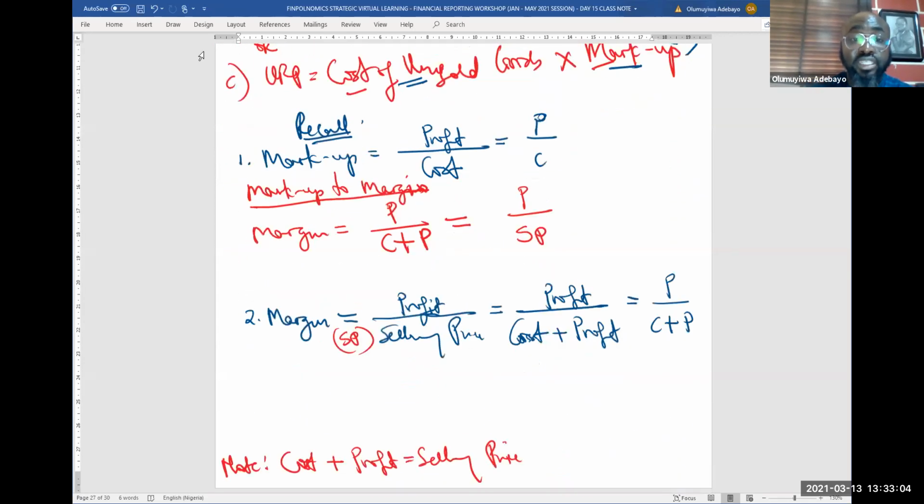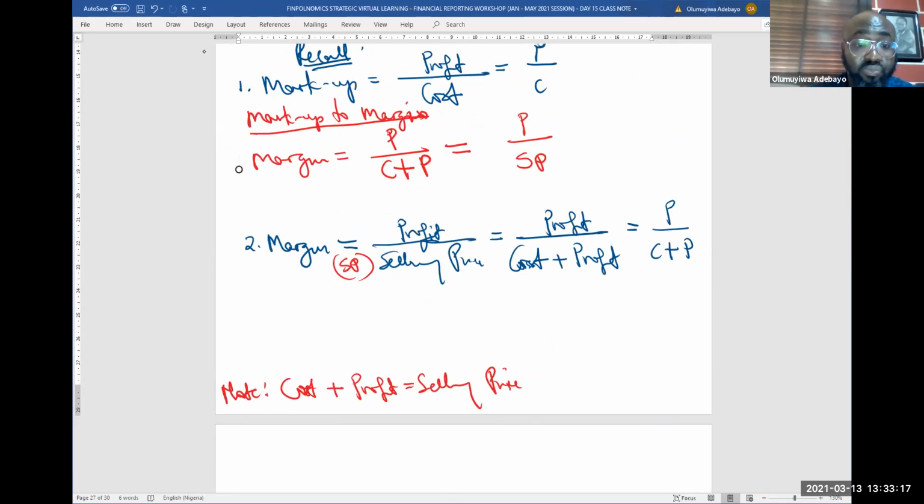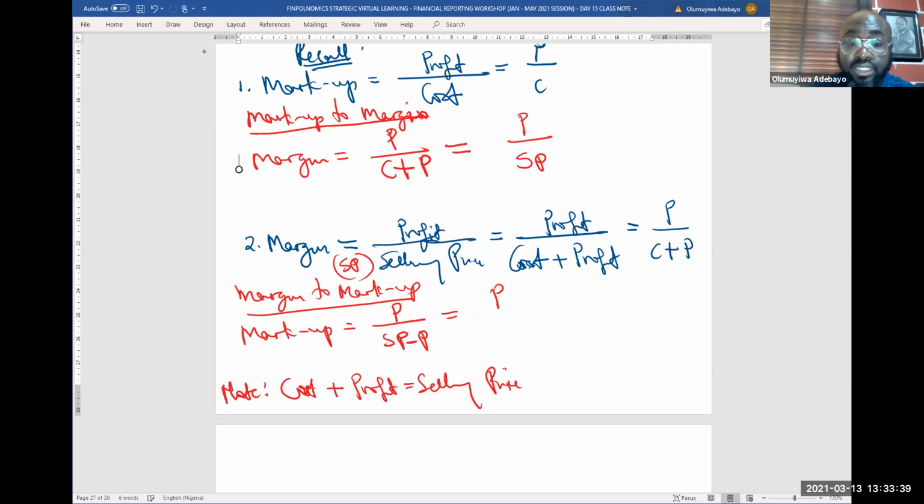And likewise, if you are given value and you are given margin, you are okay. But sometimes you are given cost and margin. What then do you do? You convert margin to markup, which says markup is the same thing as saying the margin, P over SP. Let's subtract this profit from SP. And remember, if you take away profit out of selling price, what is left is what? Cost. And that's what we've done. That is the manner in which you convert.